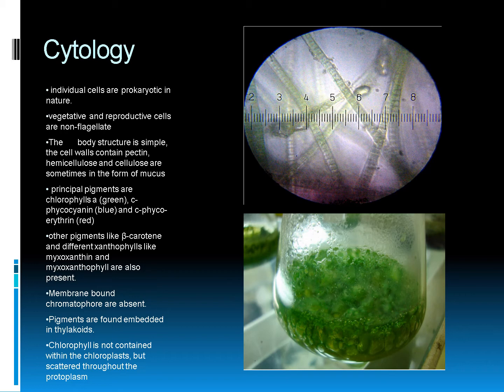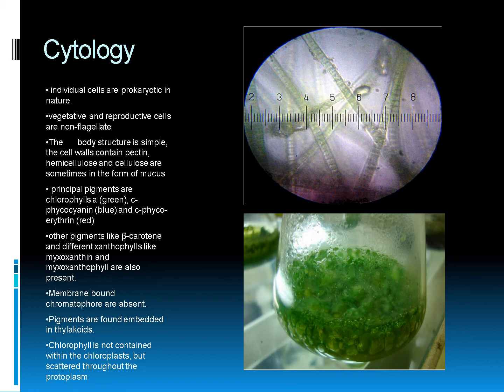Cytology. Individual cells are prokaryotic in nature. Vegetative and reproductive cells are non-flagellate. The body structure is simple. The cell walls contain pectin, hemicellulose, and cellulose, sometimes in the form of mucus. Principal pigments are chlorophylls A and C, phycocyanin, and phycoerythrin. Other pigments like beta-carotene and different xanthophylls, like myxoxanthin and myxoxanthophyll, are also present.